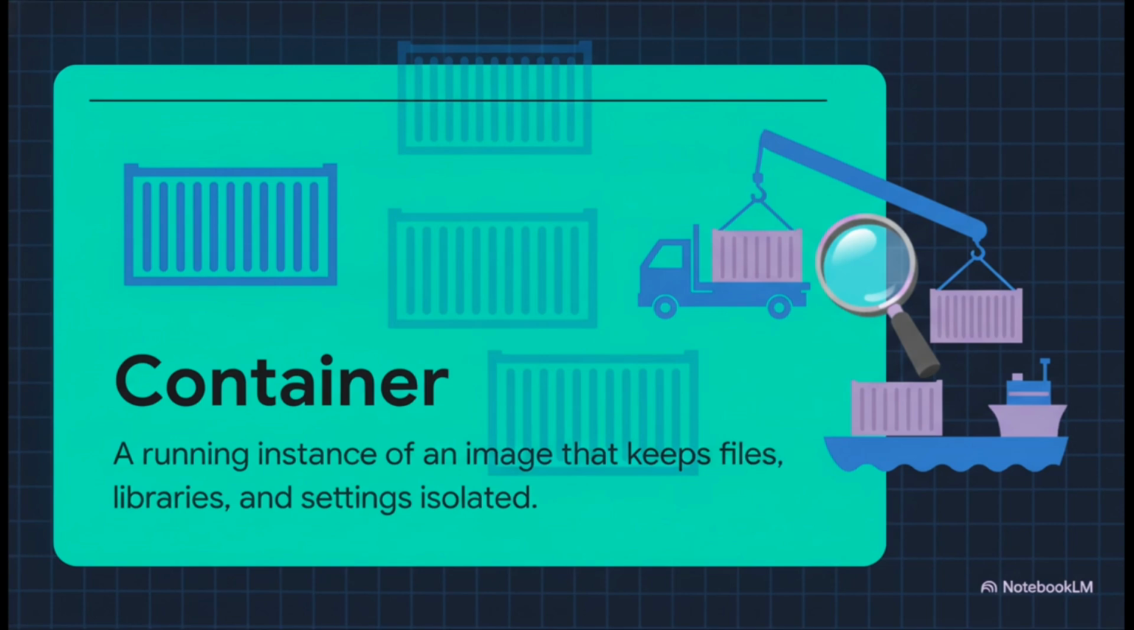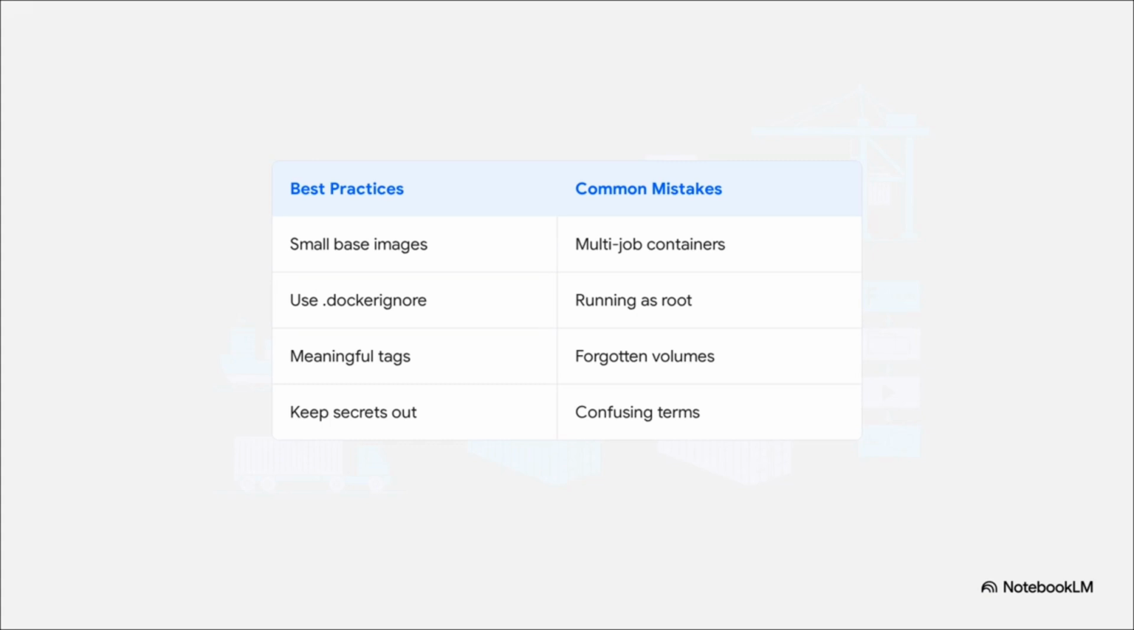So if the image is a cookie cutter, the containers are the cookies. One single image can stamp out dozens of identical containers that all run uniformly, keeping their files, libraries, and settings totally isolated. Let's quickly talk about how the pros handle this.